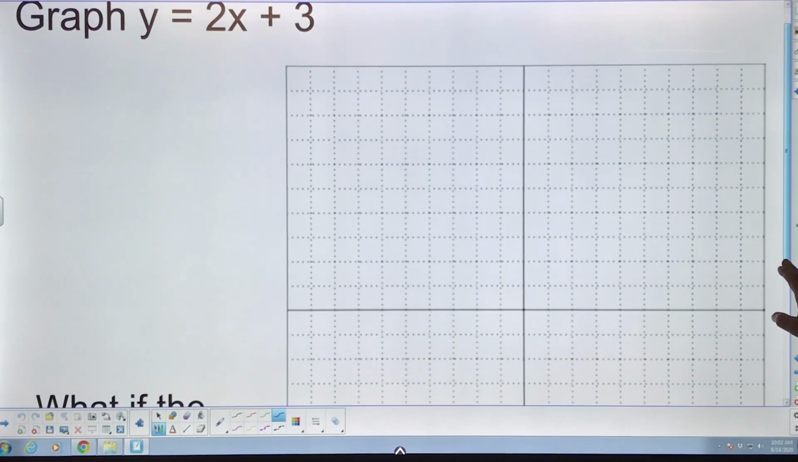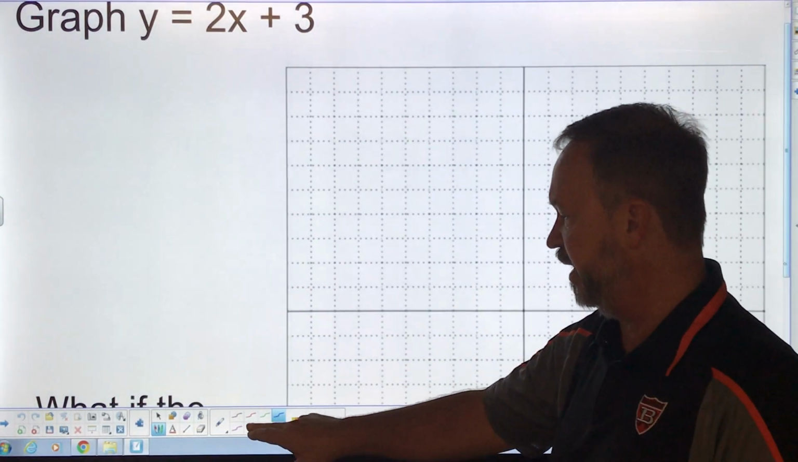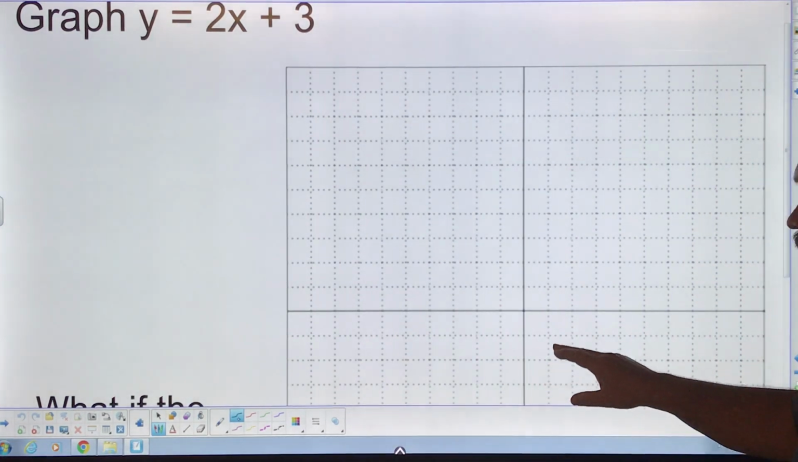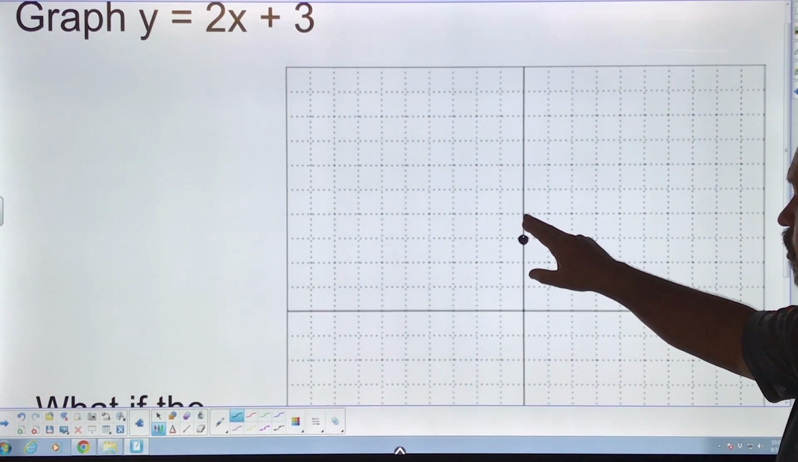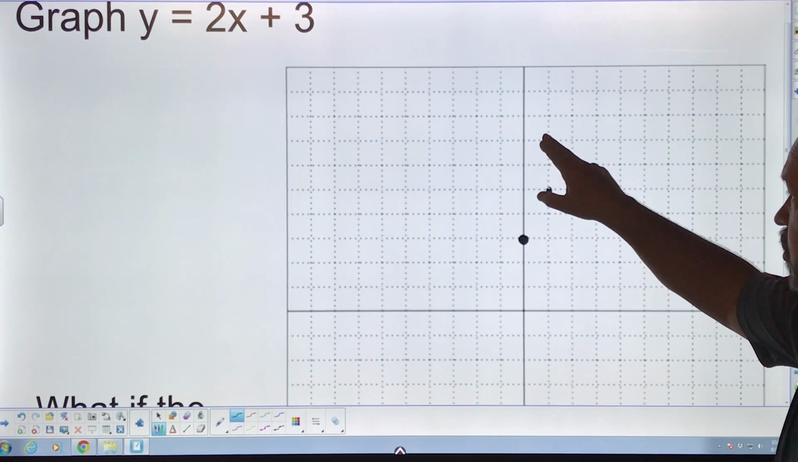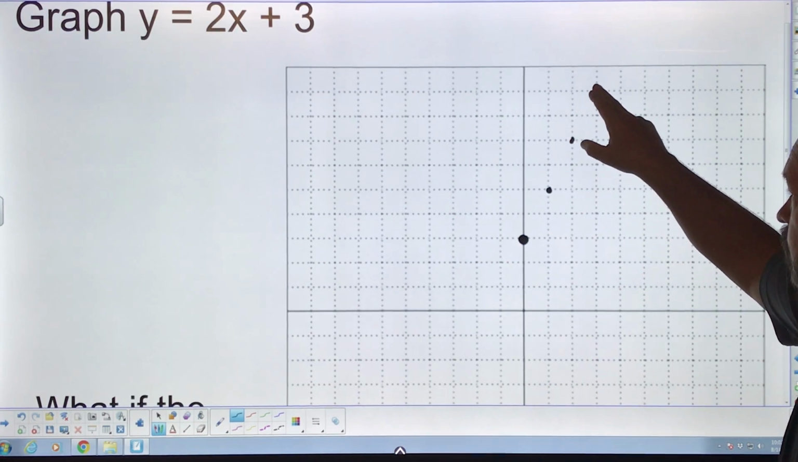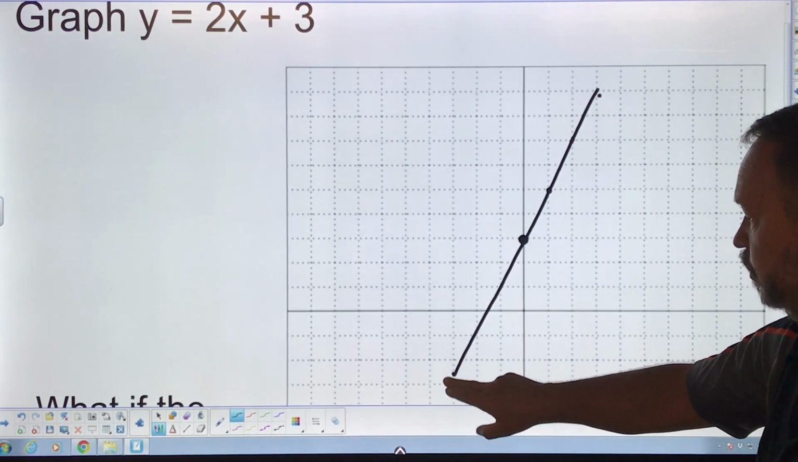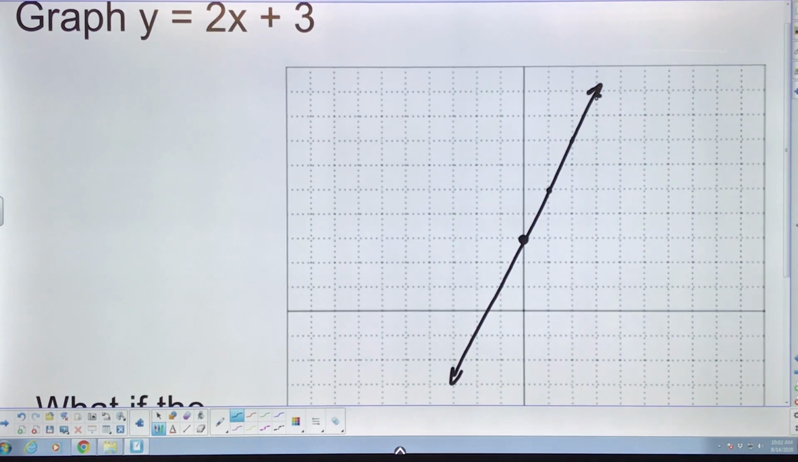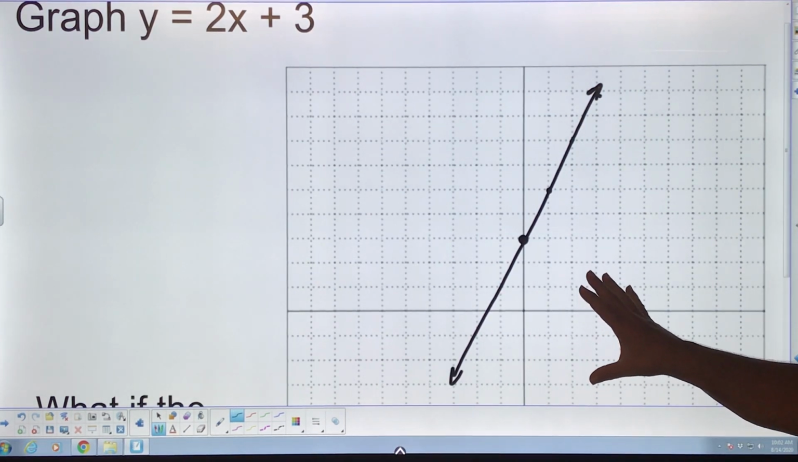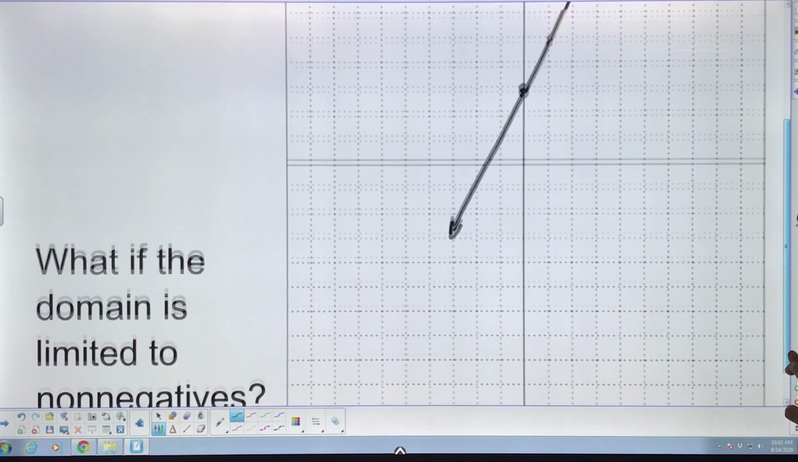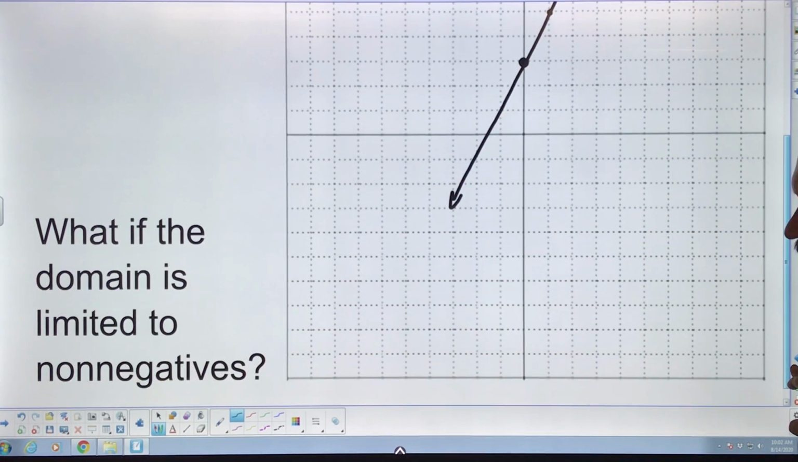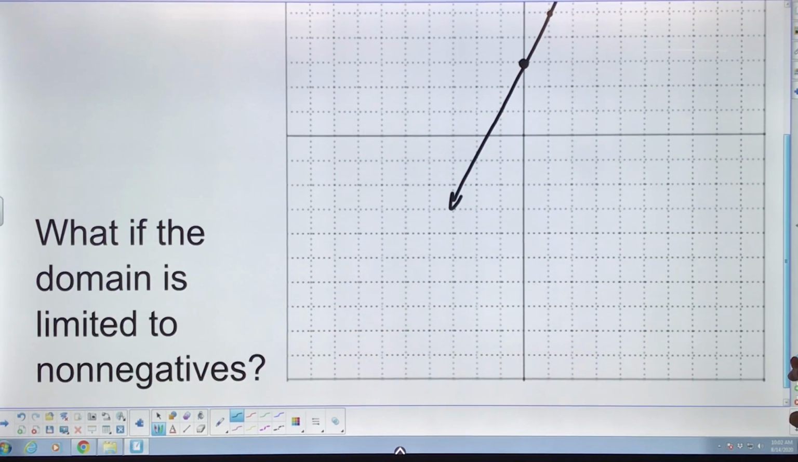So, generic, graph y equals 2x plus 3. If I ask you to graph that, then hopefully you know that the intercept's at 3, the slope is 2, rise 2, run 1, rise 2, run 1, rise 2, run 1. So basically we get this graph. May not be perfect, but it's close, right? Now down here at the bottom it says, what if the domain is limited to non-negatives?